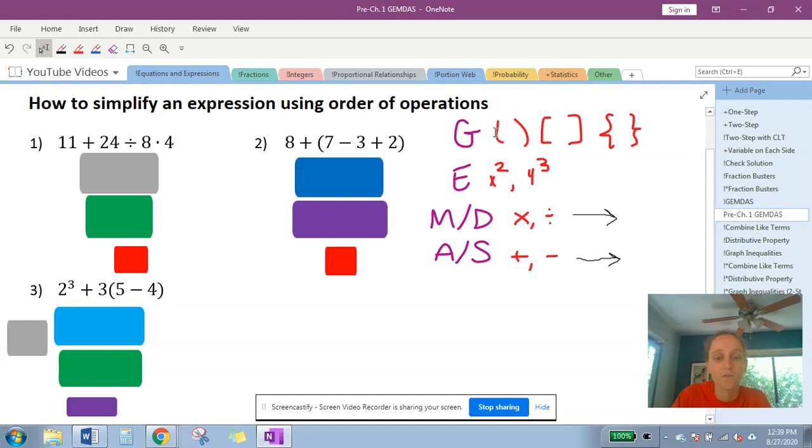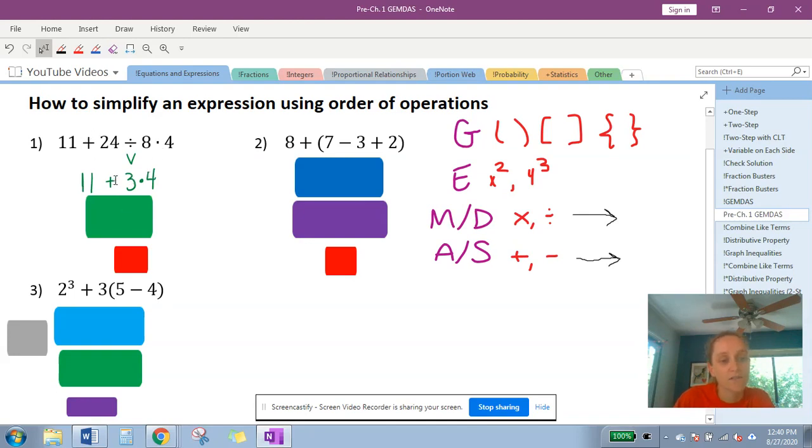So looking at our list over here, I know that multiplication and division go from left to right. So I'm going to do division first because that's what I see when I read it from left to right, like a book. So if I do 24 divided by 8, that gives me 3. And then bring down everything else. So I have 11 plus 3, and then times 4.